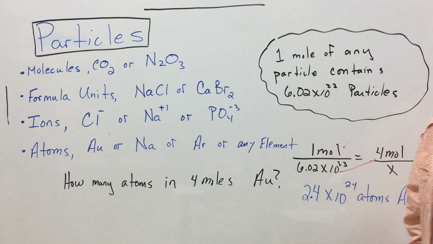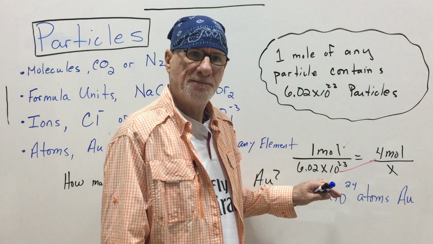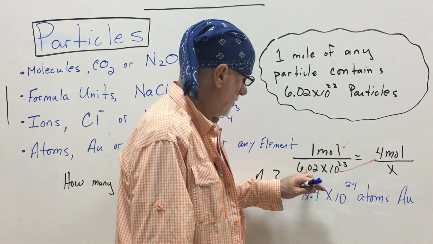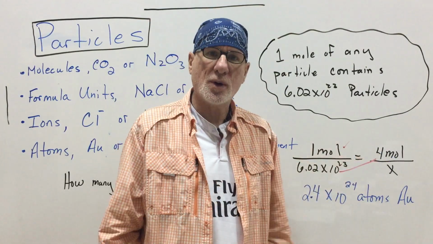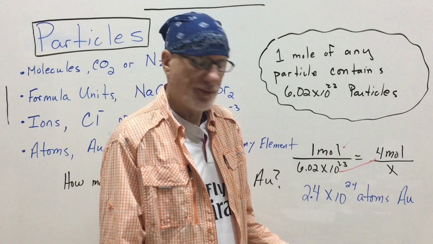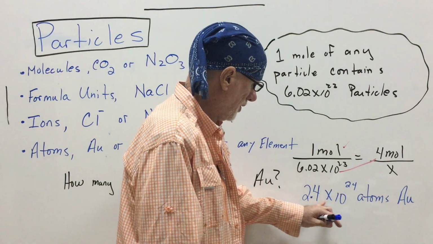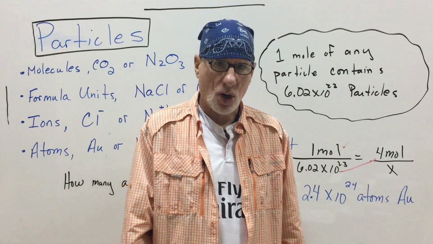And if you can estimate that, 6.02 could be simply 6. So 6 times 10 to the 23rd times 4 is 24 times 10 to the 23rd. Correcting for scientific notation, that would be 2.4 times 10 to the 24 atoms of gold.